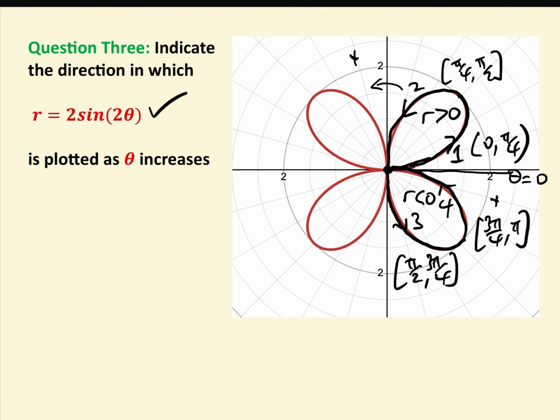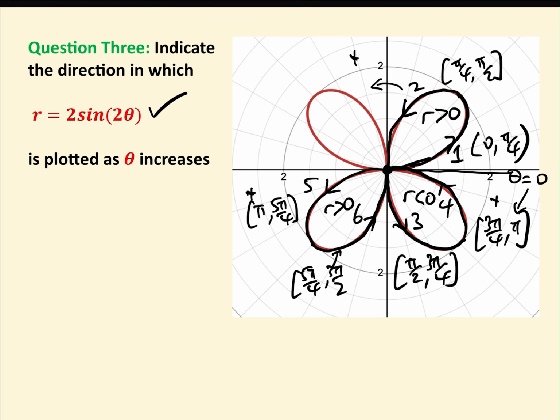Okay, so now we're at pi, and as r has gone back to 0, r flips to being positive, so now it goes back into the correct quadrant, if you like. So this one here is the 5th one, and that one is pi to 5 pi over 4. Then the 6th one is here, going back there, and r is greater than 0 here, and this one is 5 pi over 4 to 3 pi over 2.